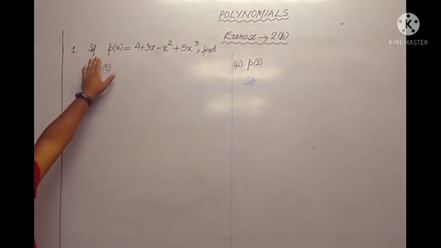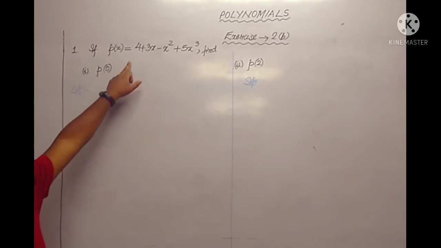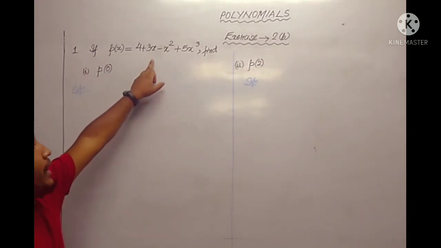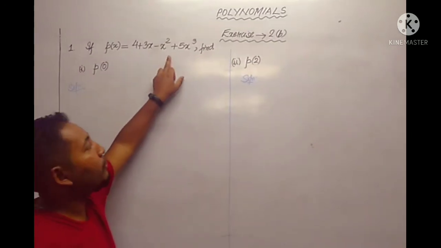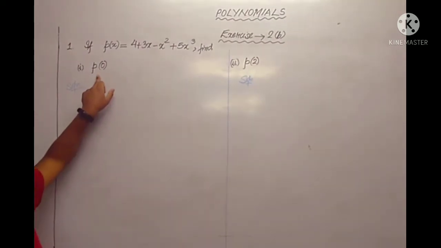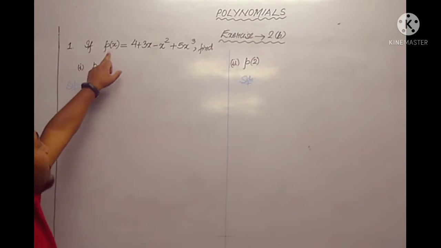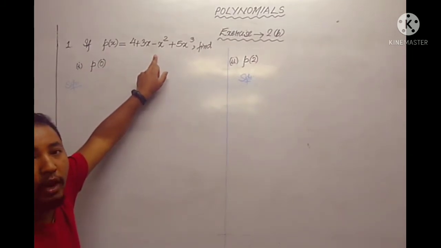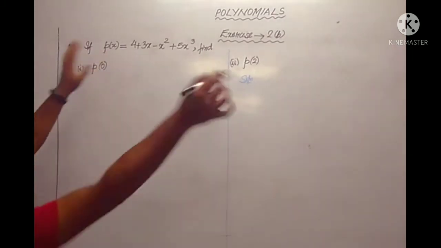First question says, if p(x) equals 4 plus 3x minus x square plus 5x cube, then find out p(0). Now p(x) is given to you. Now you have to find out p(0). Now let us start.